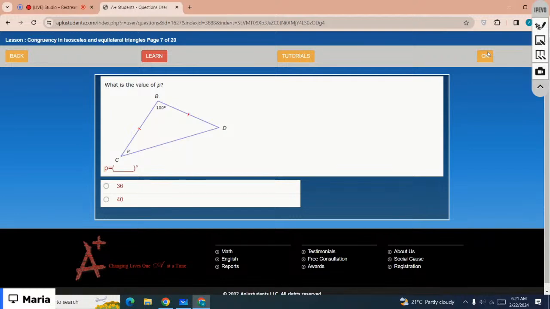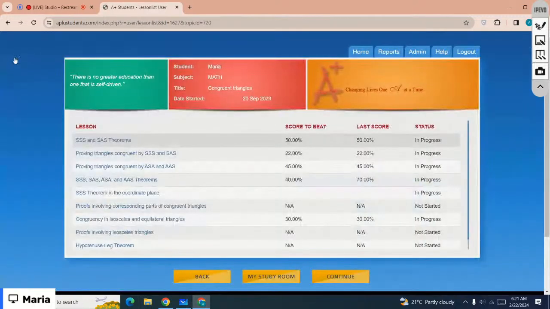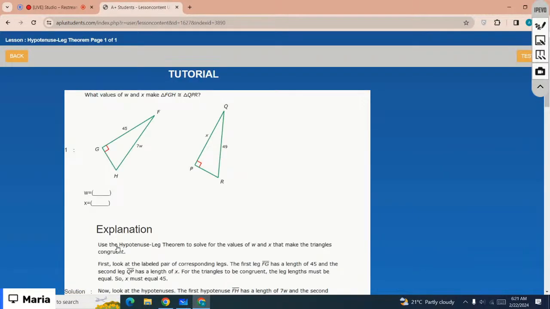Okay, you can complete the lesson by yourself later today. Let me just move on to next lesson. And the next lesson is again a proof. You can do the proof on your own. Let's do hypotenuse leg theorem. Let's see what it is.